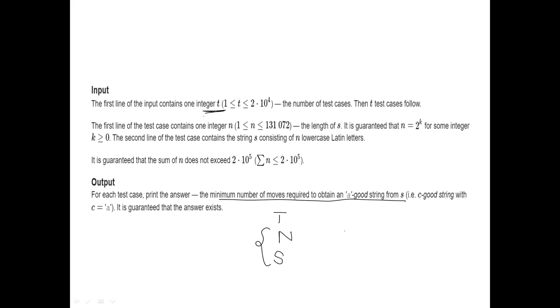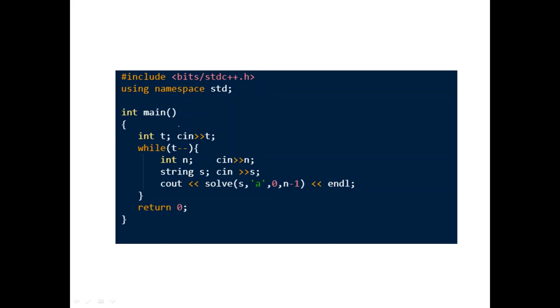What are the moves? In one move you can replace the character s[i] with some character of your choice. And in one move you can replace only one character of the string s. So if you need to replace multiple characters, they will be counted as different moves. So we have to minimize the number of moves to obtain an a-good string from s. So this is the input.